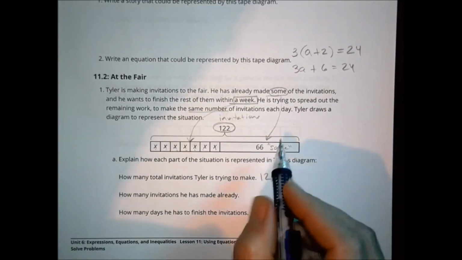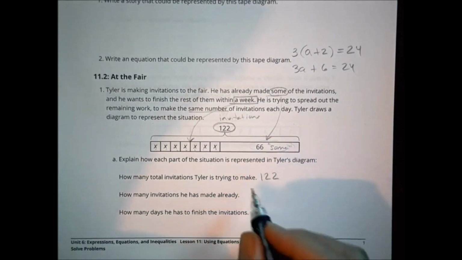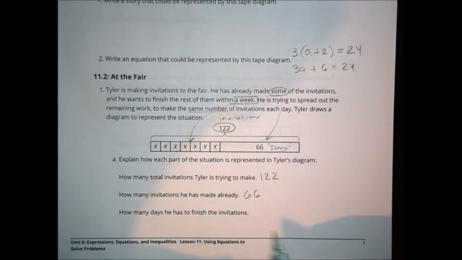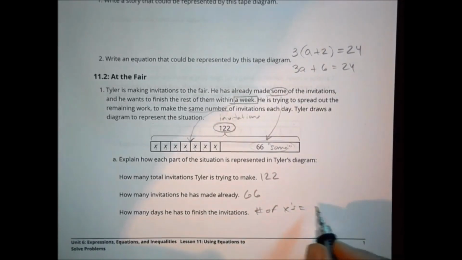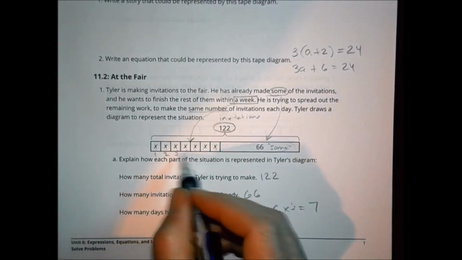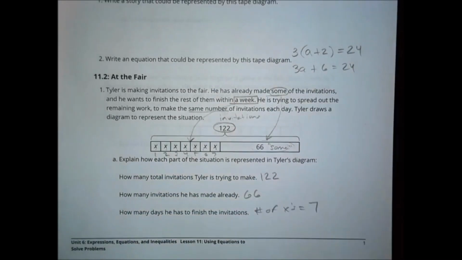How many has he already made? Well, that is represented here by the sum. That's going to be the 66 part. And how many days he has to finish the invitations is represented by the number of x's, which is going to be 7 days. That's the 1 week right here. 1, 2, 3, 4, 5, 6, 7. And that's what we have right there.